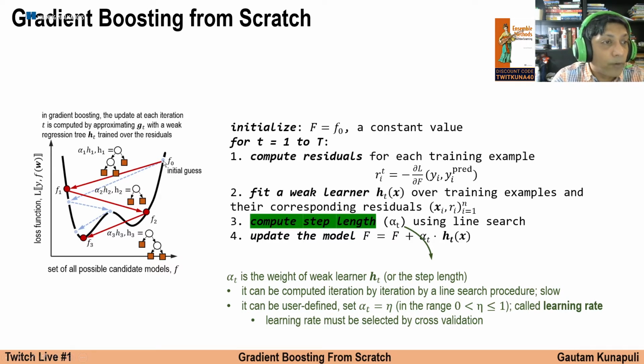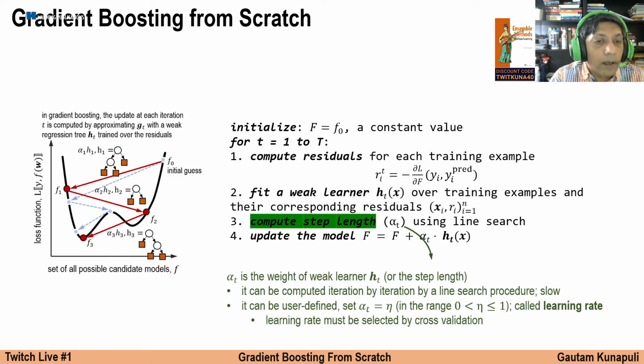So in this example over here to the left, if I start off at F0 and only went this far, I would end up over here. On the other hand, if I went this far, I would end up over here, and so on and so forth. So the choice of the step length is very, very important. And gradient descent does this using line search, which is a simple optimization procedure in its own right.